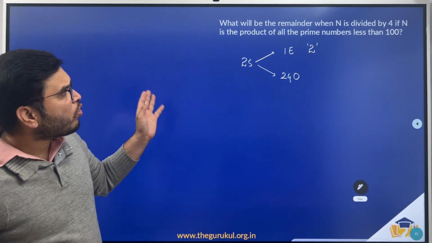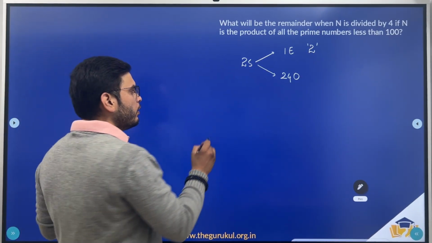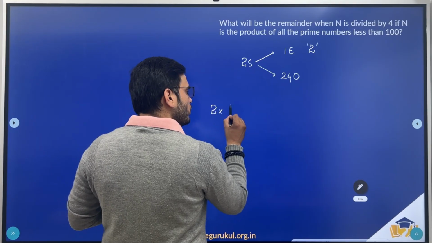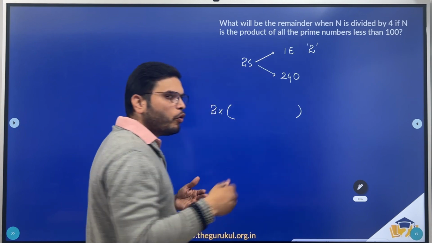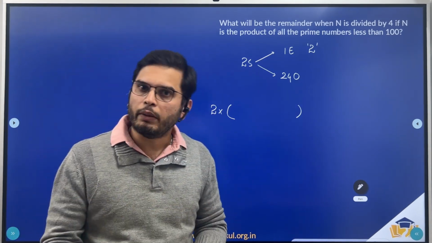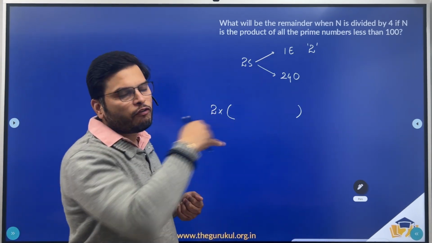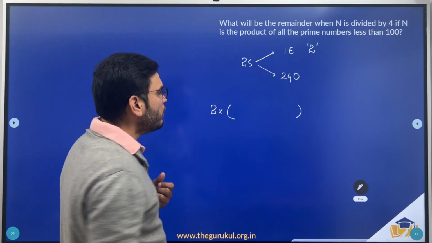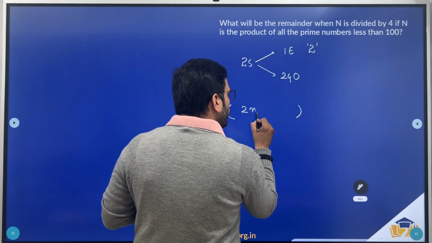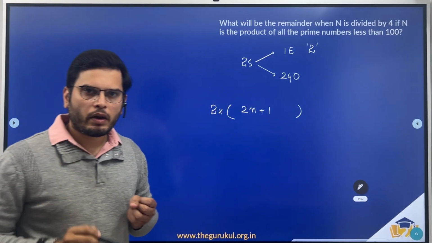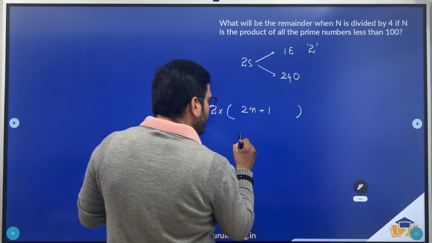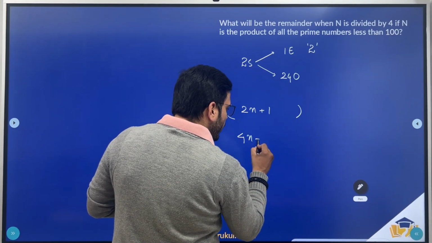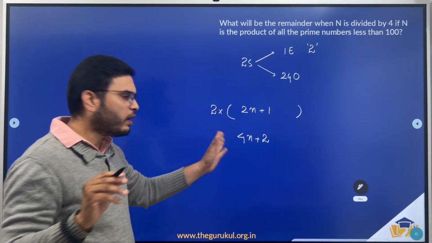So the product of all the prime numbers less than 100 would be 2 into an odd number, right? Because the product of any two odd numbers is an odd number only, right? So the product of 24 odd numbers will definitely be an odd number. So which will be in the form, let us say 2n plus 1, right? Because odd numbers will be in the form of 2n plus 1, right? So if I multiply that with 2, you'll be having 4n plus 2. So some number of the kind 4n plus 2.